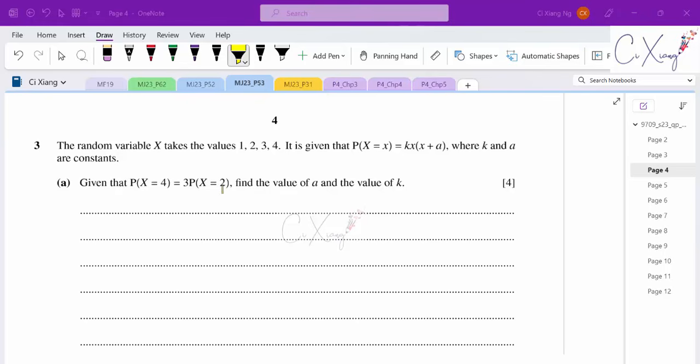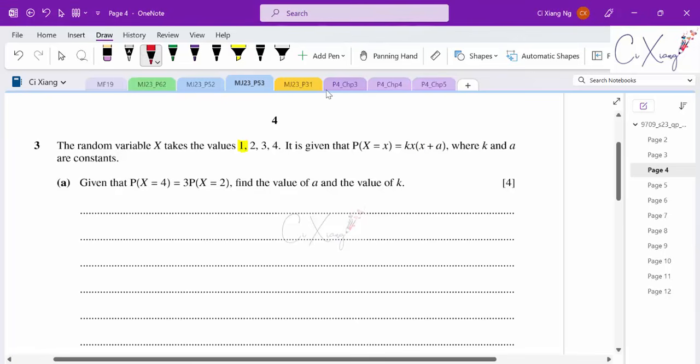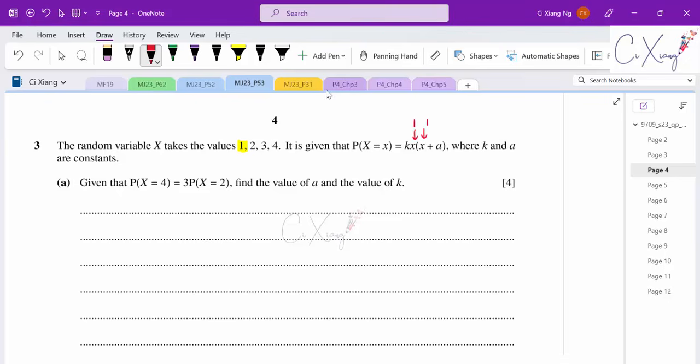Okay, so for question number 3, we have the random variable x takes the value 1, 2, 3, 4, and it is given that the probability for x follows this formula. So now when x equals 1, to calculate the probability, you have to substitute x as 1. The value that you get here will be the probability of x equals 1. Where k and a are constants. Given that the probability of x equals 4 is 3 times the probability of x equals 2, they want us to find the value of a and also the value of k.